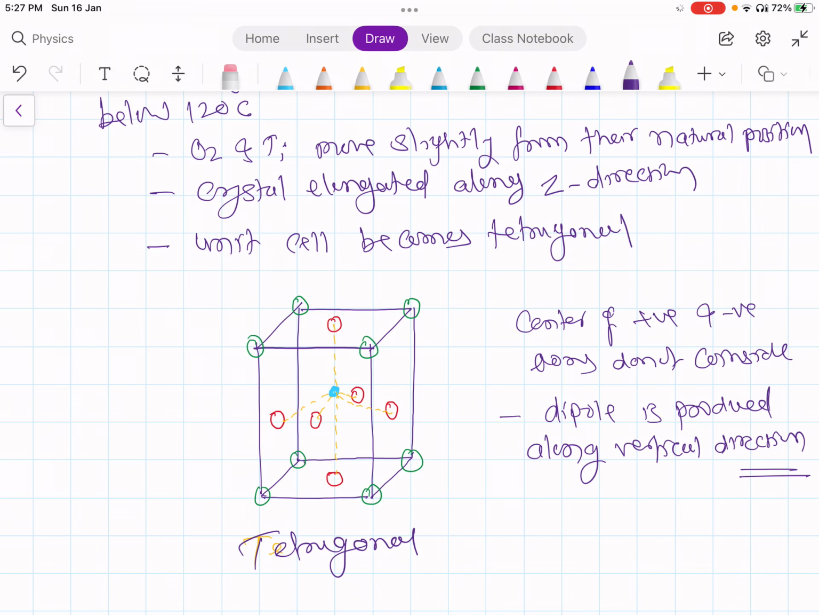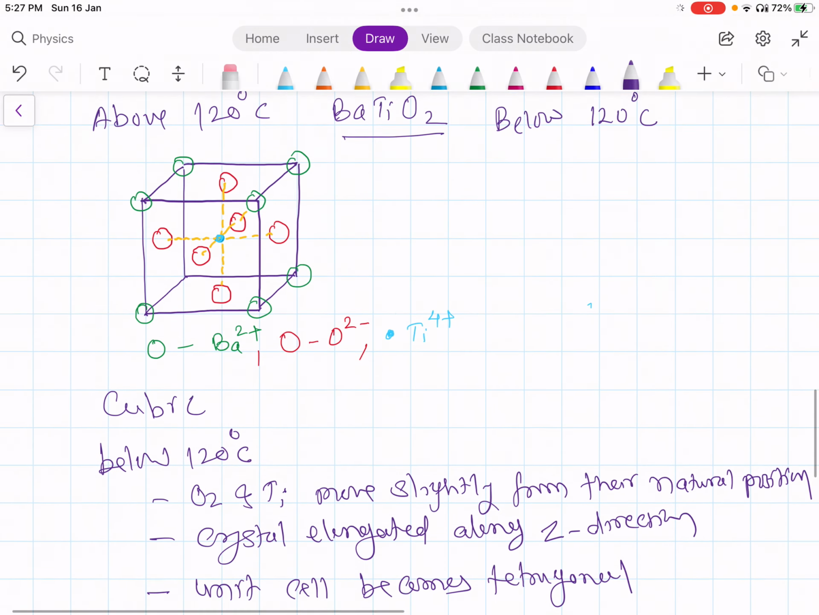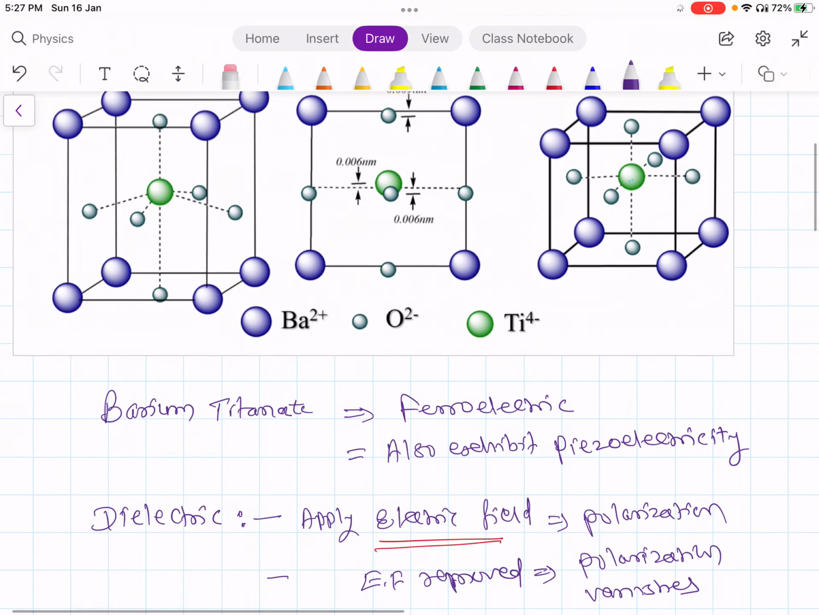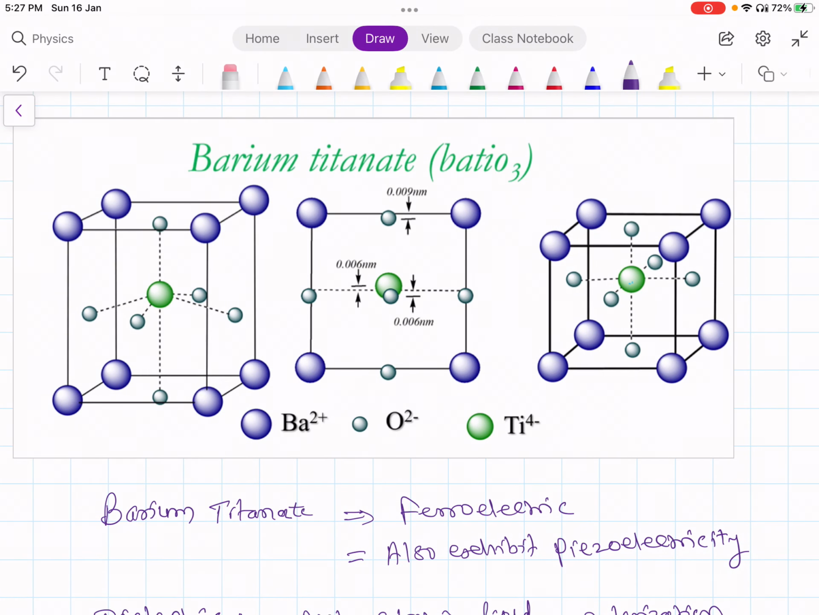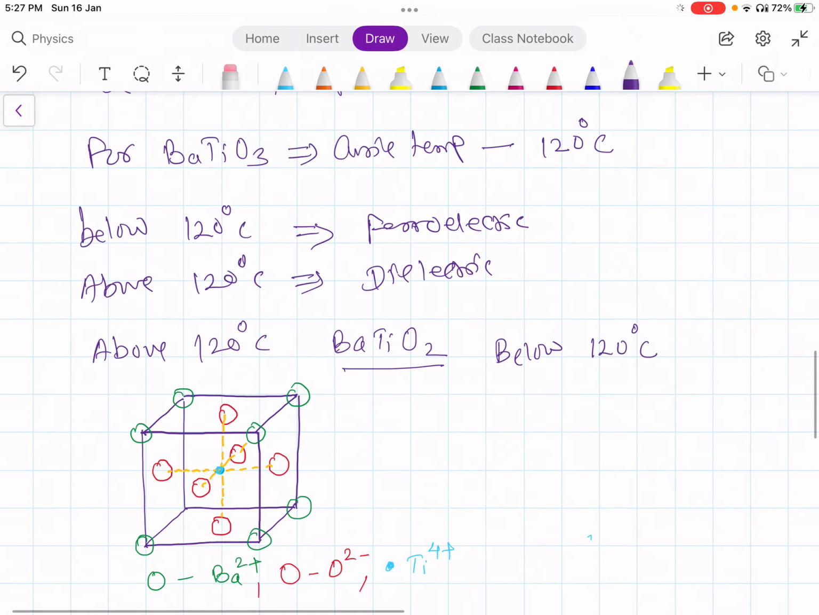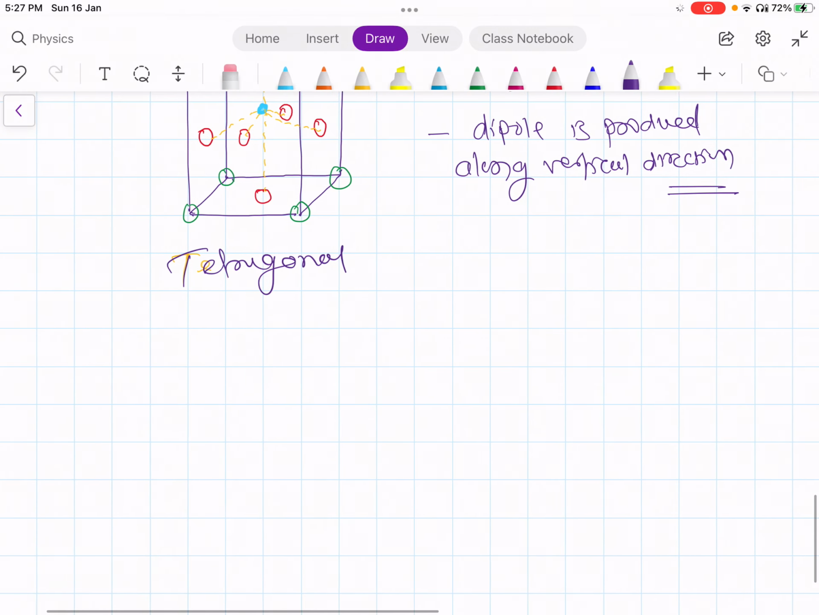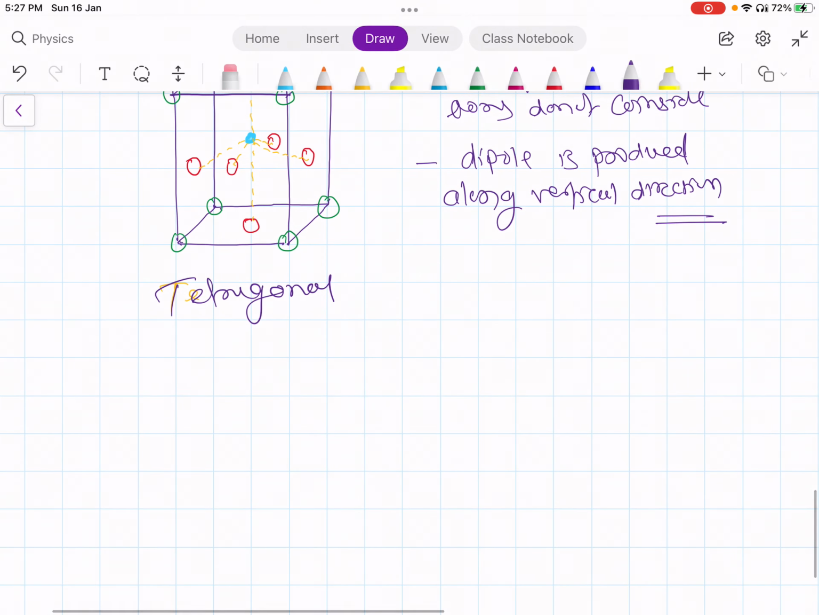So that is the unit cell of barium titanate below and above 120 degree. And you can see here, this is tetragonal, this is cubic, and this is the top view. If you see the top view, there is a movement of charges and they are shifted and then they do not coincide. Now let us characterize the unit cell of this barium titanate.